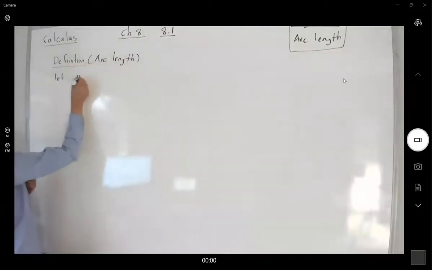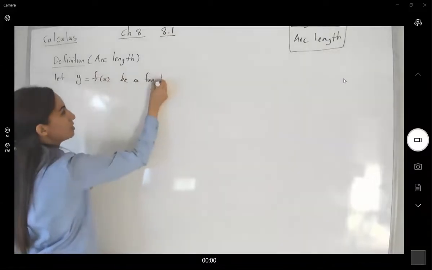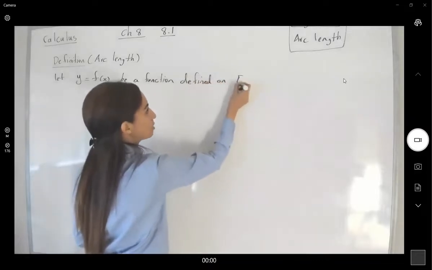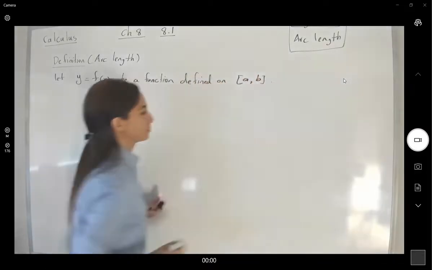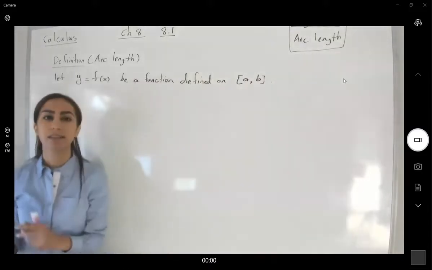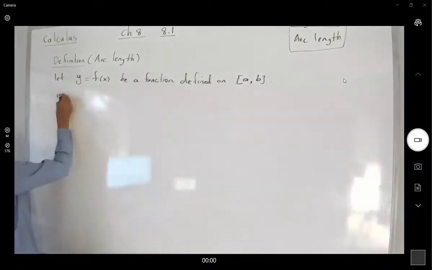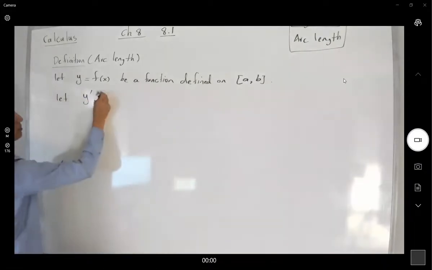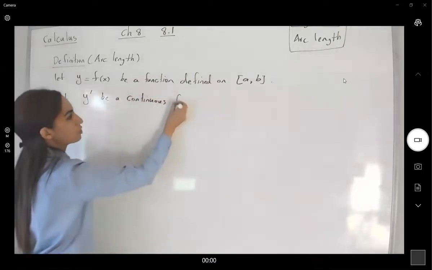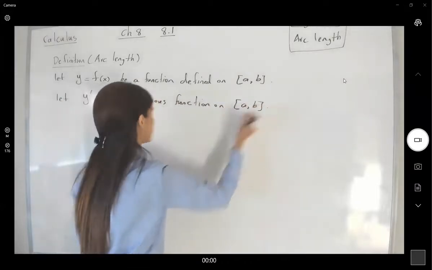Let y equals f of x be a function defined on the closed interval a to b. Suppose the derivative of the function over the interval is continuous. Let y prime be a continuous function on this interval, a to b.